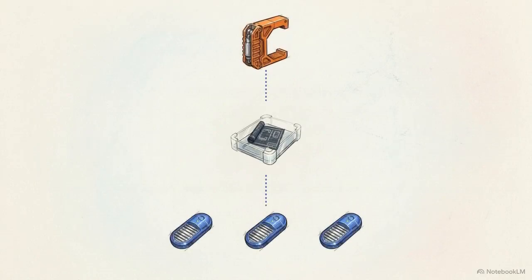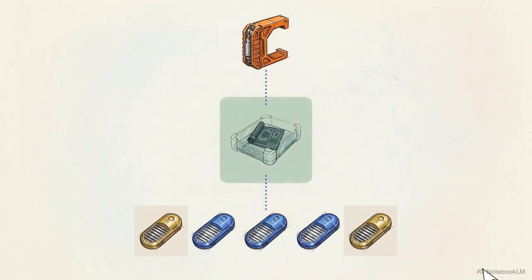True Kubernetes mastery requires letting go of container micromanagement. By trusting the architectural hierarchy, you allow the system to enforce the desired state on its own.